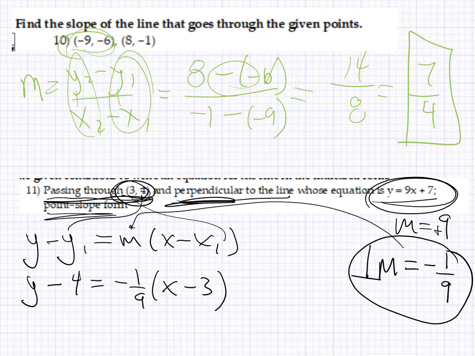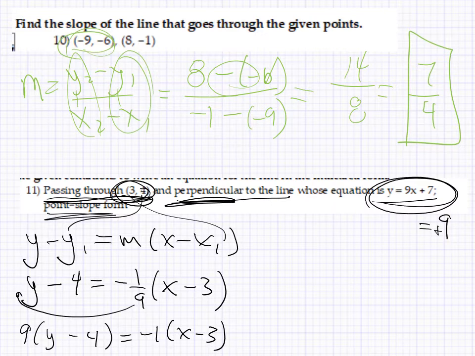Not the greatest way to write the answer, so typically what we'll do is rewrite it in either standard or slope-intercept form. There are a couple of things I can do here. I'd like to get rid of the fraction, so I'll multiply the 9 over this way. So I'll have 9 times y minus 4 equals the -1 still there times x minus 3. Okay, let's get a little bit more space here, so I'll erase this.